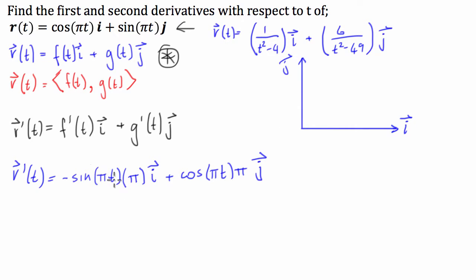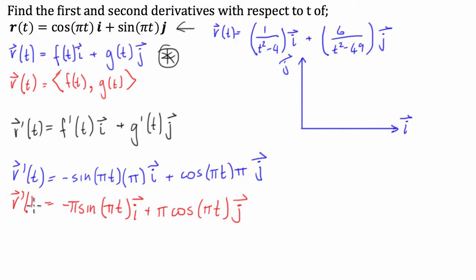Now, textbooks would probably like you to make this look a bit nicer. So to do that, we're just going to take the pi and move it out the front. So this is going to be equal to negative pi sine of pi t, and that's for the component vector i, plus pi times cosine of pi t for the vector j. And that is our derivative with respect to t.